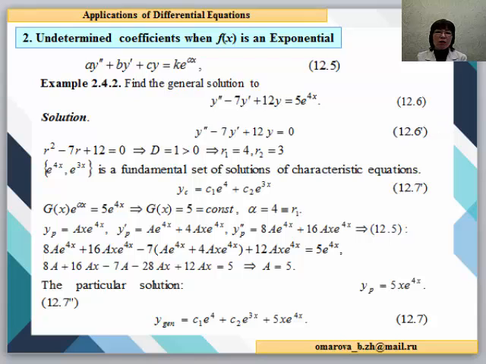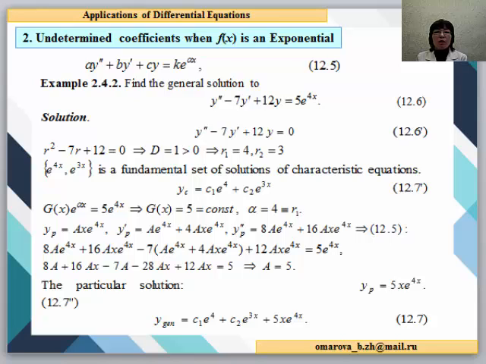To solve this equation, we first consider the complementary equation 12.6 prime. To solve this complementary equation, we first consider the characteristic equation. Find the discriminant. We see this discriminant is a positive number, so the characteristic equation has different roots. They are 4 and 3. Next, this solution set is a fundamental set of the characteristic equation. Next, we can write the general solution in the form 12.7 prime.